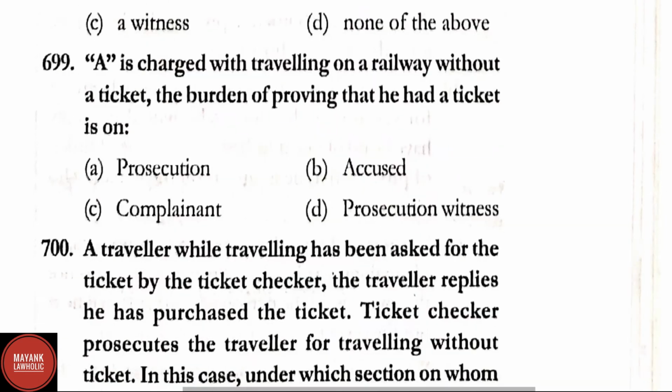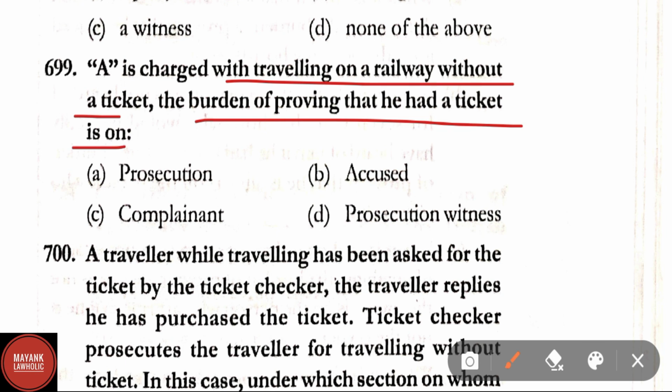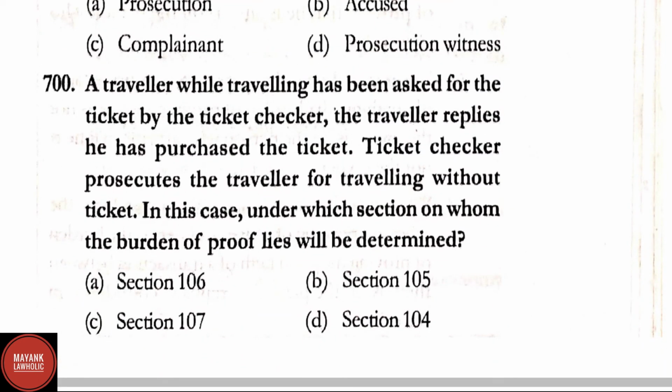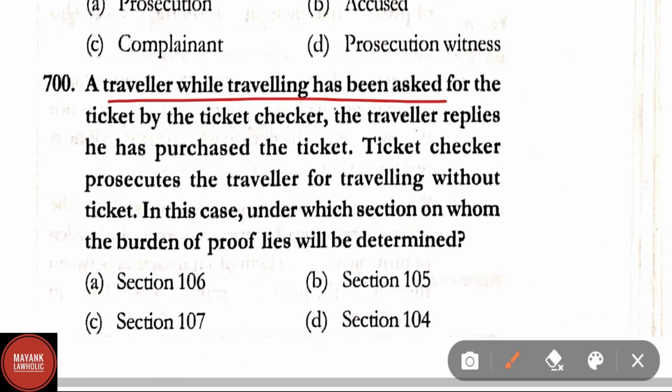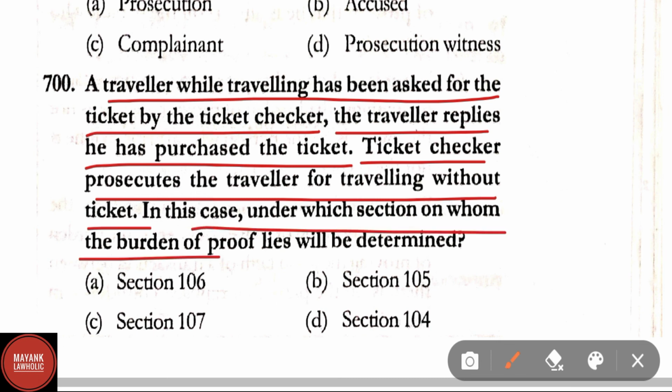Question number 699. A is charged with traveling on a railway without a ticket. The burden of proving that he had a ticket is on accused. Question number 700. A traveler while traveling has been asked for the ticket by the ticket checker. The traveler replies he has purchased the ticket. Ticket checker prosecutes the traveler for traveling without ticket. In this case, under which section on whom the burden of proof lies will be determined? Correct answer is option A, that is section 106.